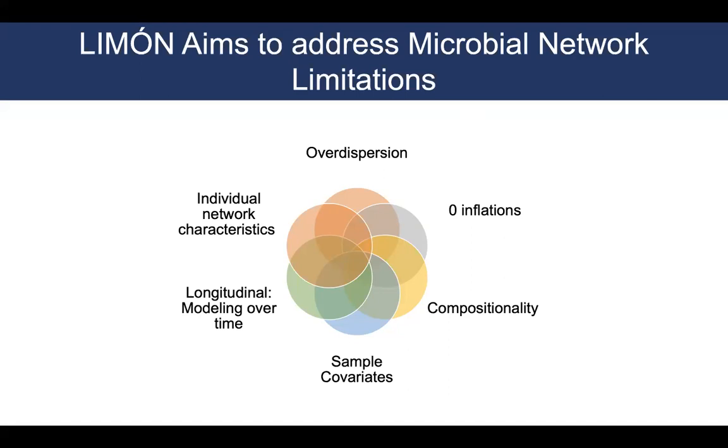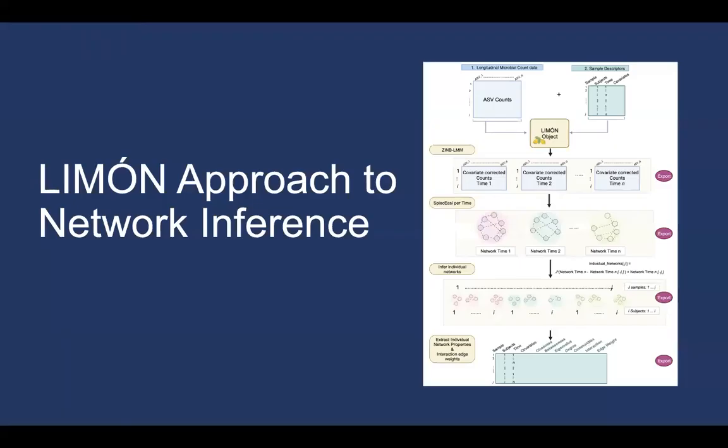LIMÓN is a robust platform for detecting longitudinal changes in microbial interactions over time, allowing for the identification of relationships between network centralities in a sample feature of interest. LIMÓN's approach involves three key steps.